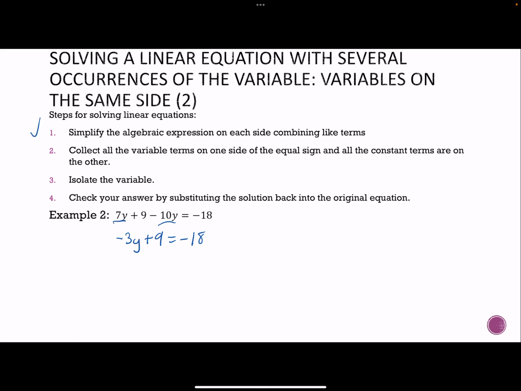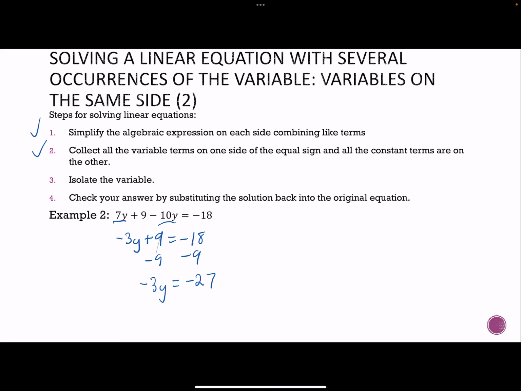Next, I need to collect all the variable terms on one side of the equation and all the constants on the other. So I'm going to move that 9 from the left-hand side to the right by subtracting it from both sides, because then this will cancel. So I have negative 3y equals negative 27.